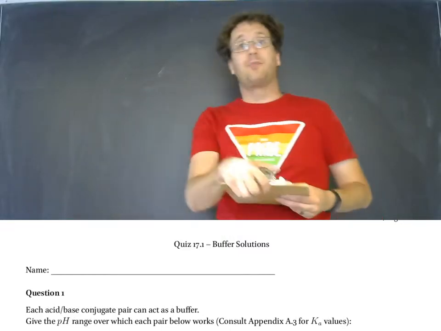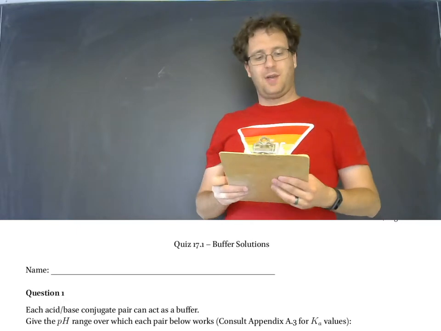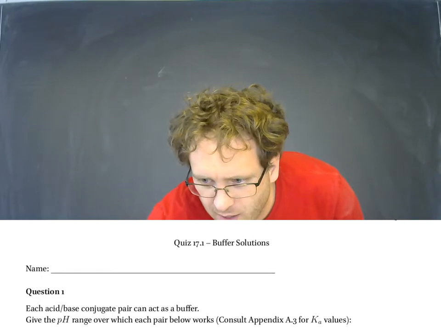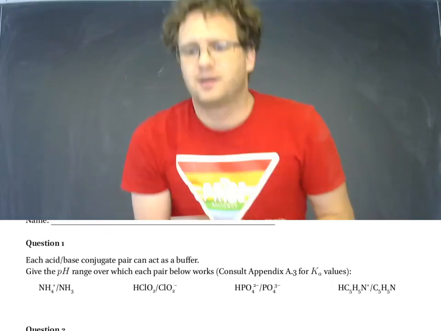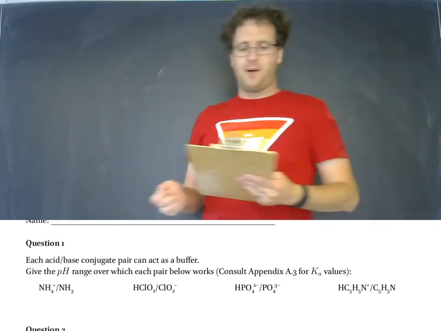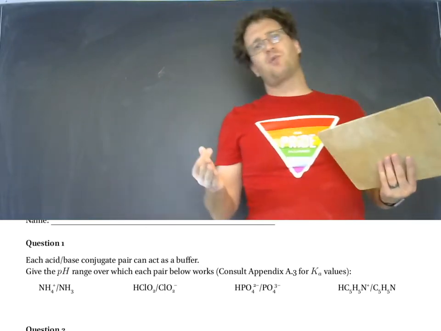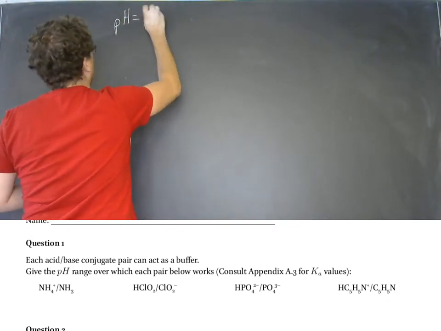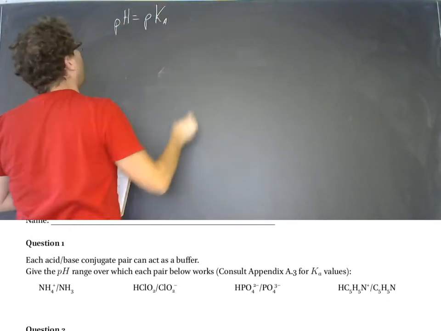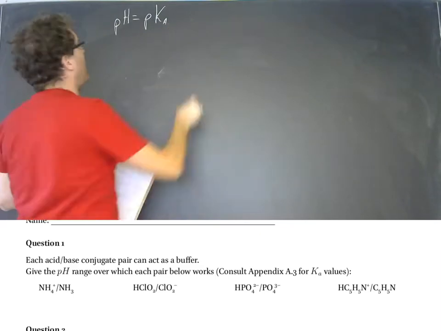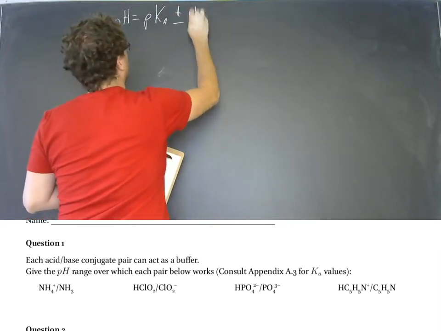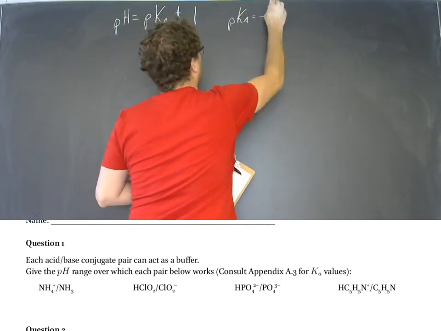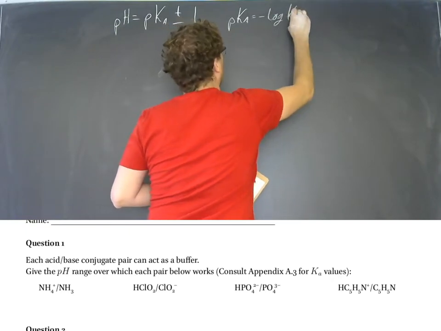Quiz 17.1 deals with buffer solutions. And question 1 gives you a number of acid-base conjugate pairs, and we're supposed to look for the pH range where this buffer can act. And that would be pH equal to the pKa for the acid in that pair, plus or minus 1. And the pKa, of course, is the negative log of the Ka.